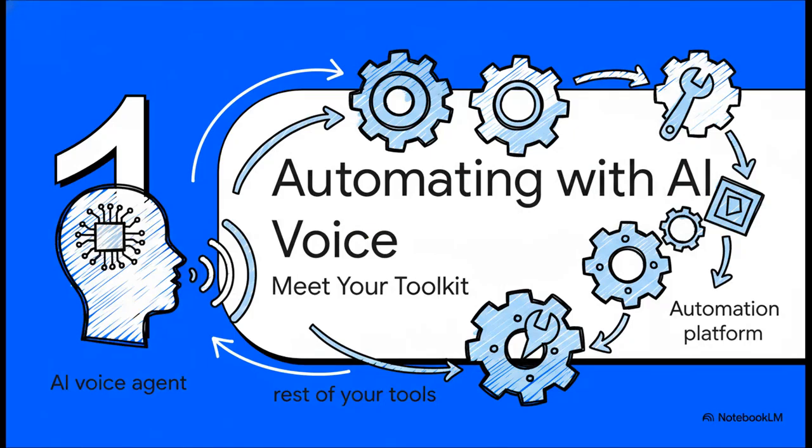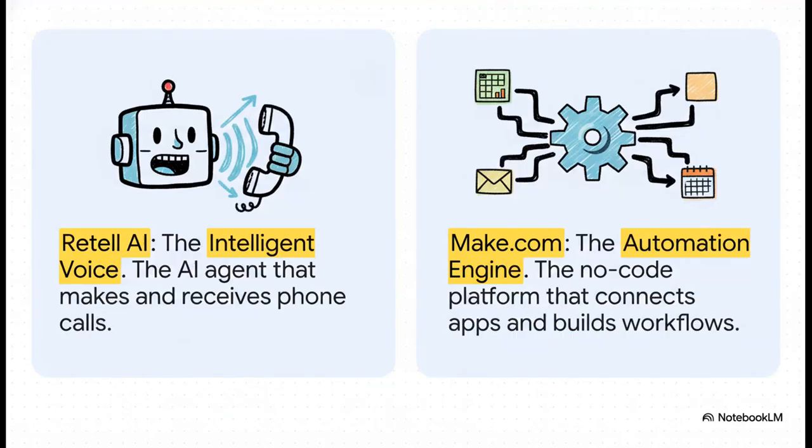Okay, so let's meet the two key players in our setup. On one side, we've got the AI voice agent, and on the other, the automation platform that's going to connect it to all your other tools. Think of it like this. Retell AI, that's the intelligent voice. It's the AI agent that's actually making and taking the phone calls, having a surprisingly human-like conversation. And Make.com, that's the automation engine. It's like the central nervous system for your business, connecting all your apps and telling them exactly what to do and when to do it.